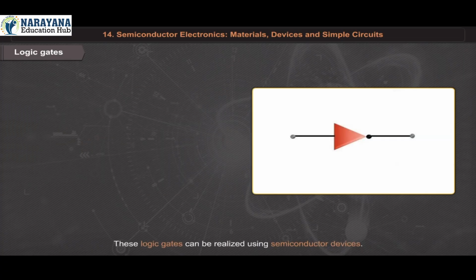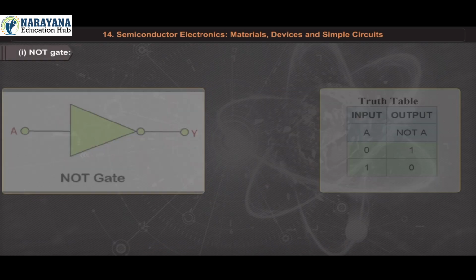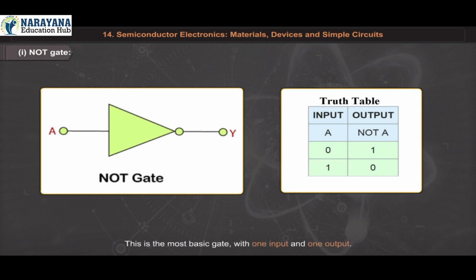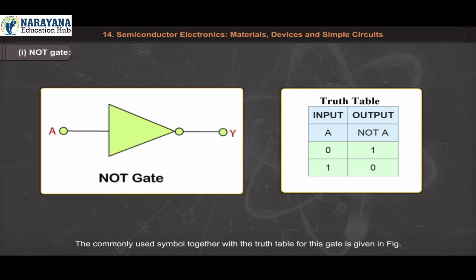These logic gates can be realized using semiconductor devices. Number 1. NOT gate. This is the most basic gate with one input and one output. It produces a 1 output if the input is 0 and vice versa. That is, it produces an inverted version of the input at its output. This is why it is also known as an inverter. The commonly used symbol together with the truth table for this gate is given in the figure.